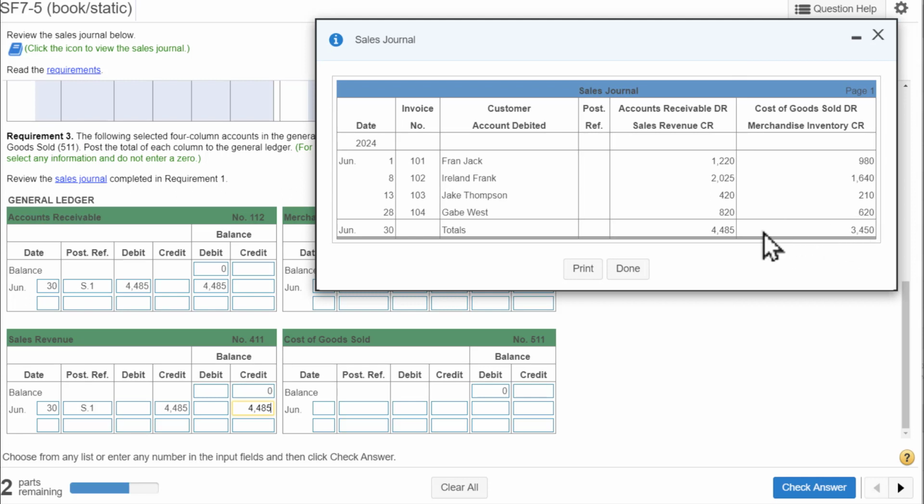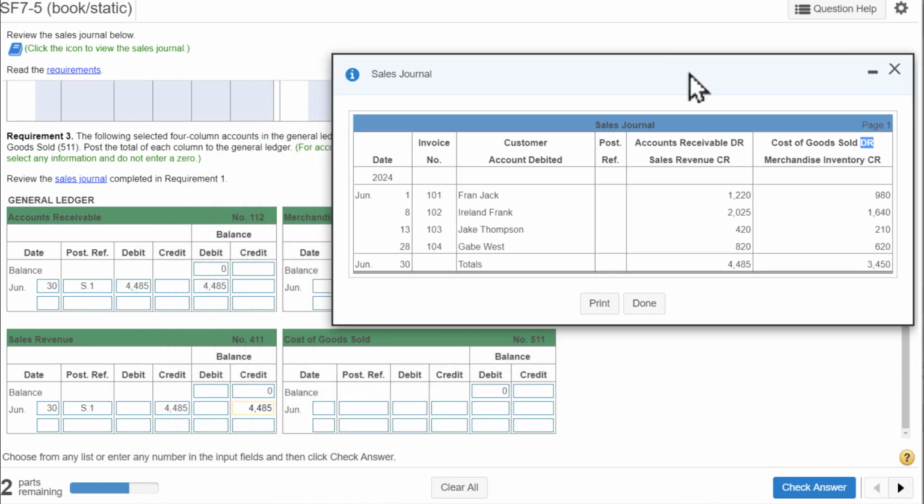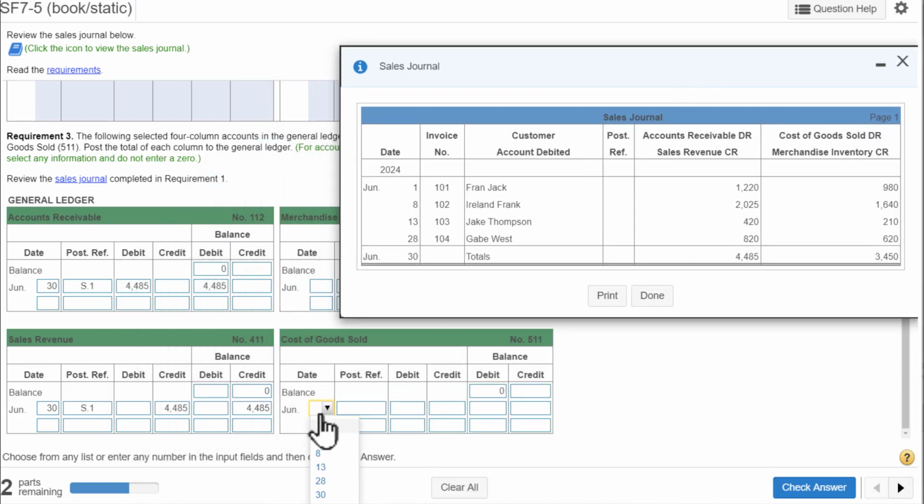Next, working our way over, we're going to post 34.50, let me copy that, to cost of goods sold as a debit. So I need to find cost of goods sold, here it is. On June 30th, the end of the month, posting reference, and COGS, remember, is a debit. Our previous balance was 0. We increased it by 34.50, so our new balance is 34.50.